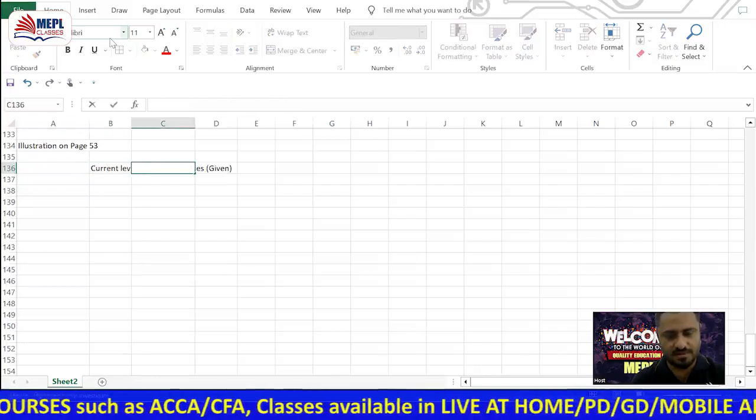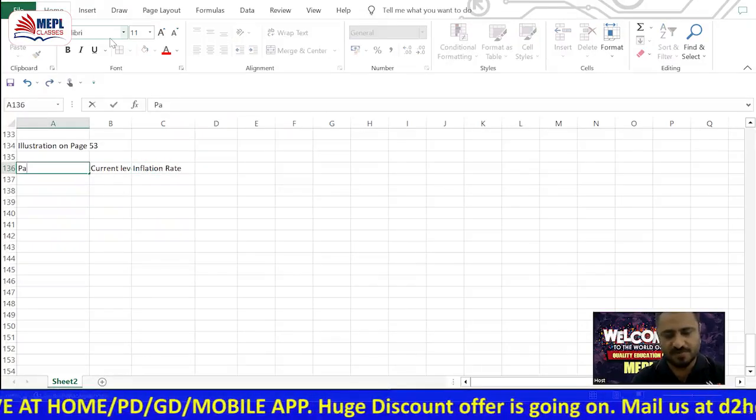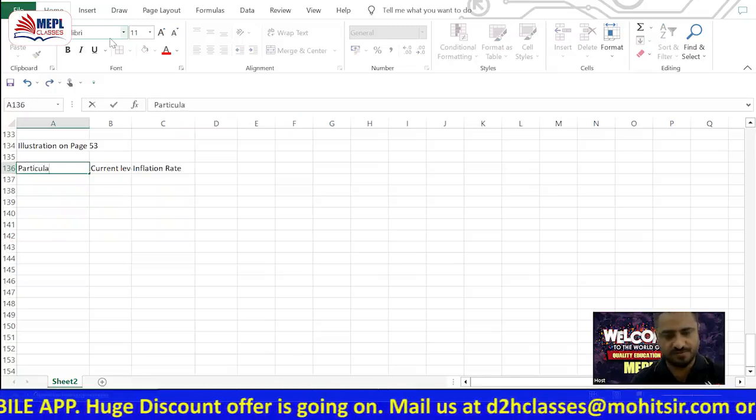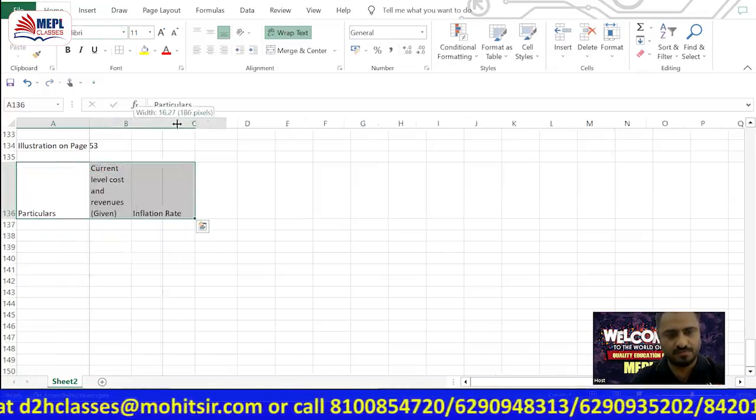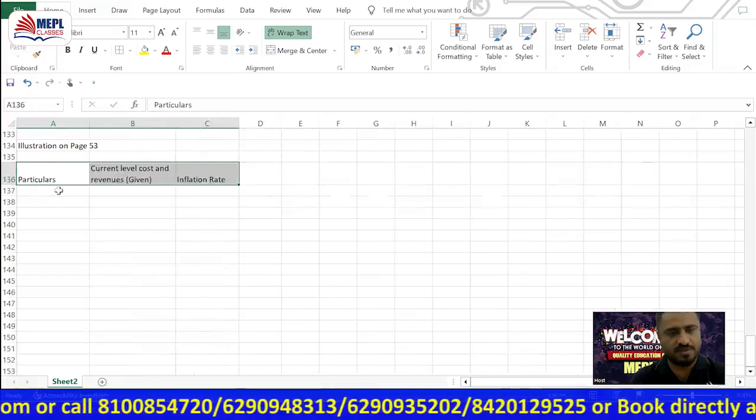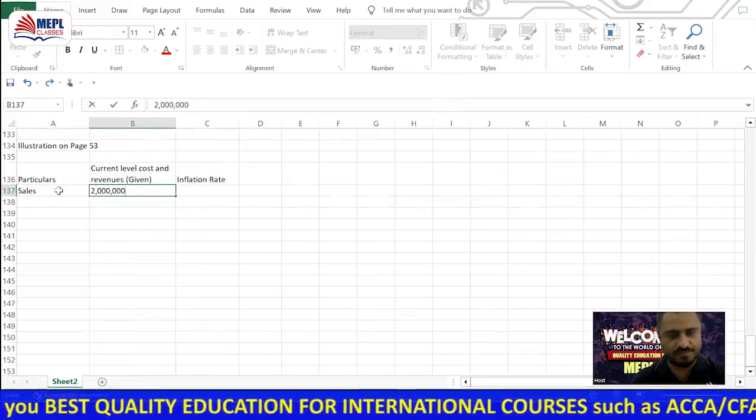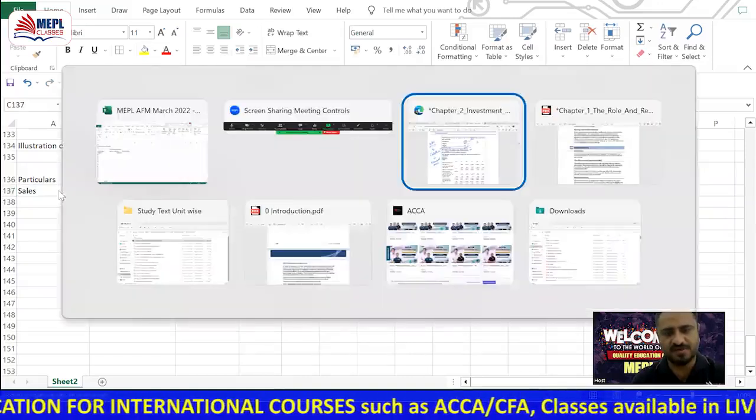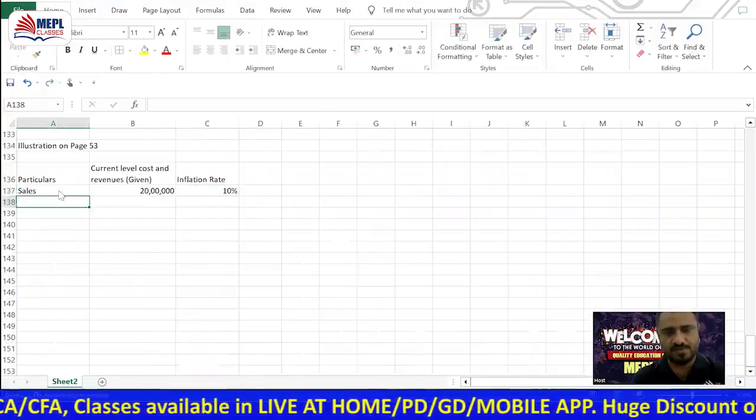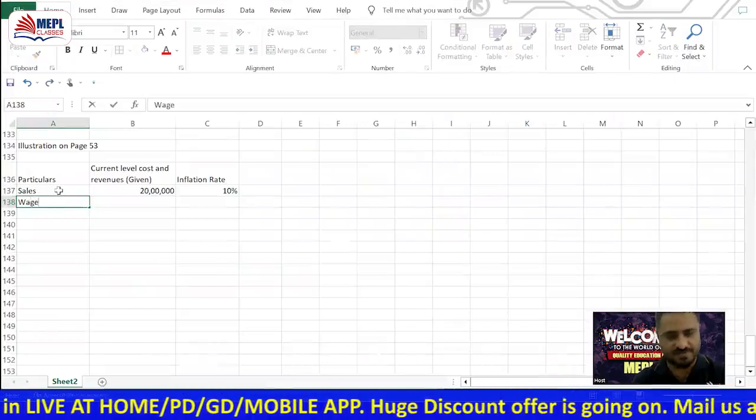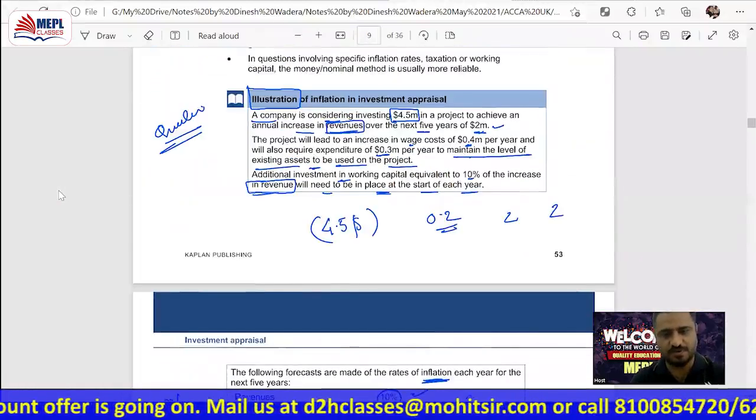And inflation rate is also given. So let's call it particulars. So current level of sale is 2 million per year. And expected increase in sale is given at 10%. So wages are also given. Current level of wages, look at the question carefully, it is 0.4 million.